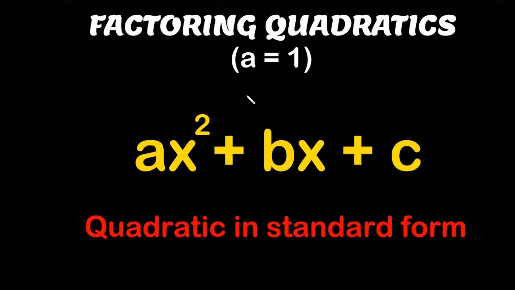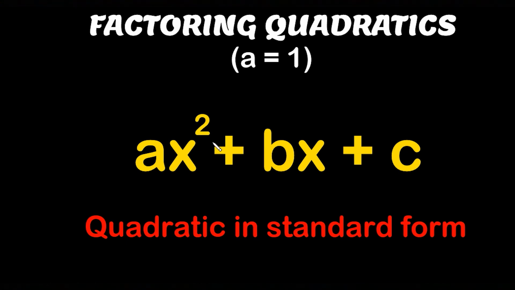Now, what you're looking at right here is a quadratic in standard form. You can see ax squared plus bx plus c. That's how we want all of our quadratics written. And sometimes we may have to move a term over in order to get our quadratic in this format. But when we're factoring, we're going to want to have it in this format: ax squared plus bx plus c. Again, that is a quadratic in standard form.